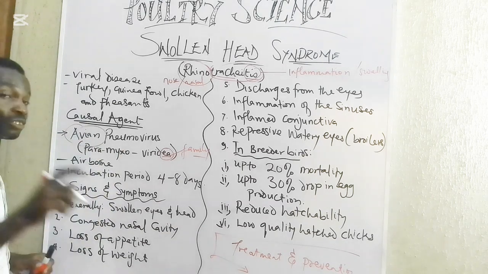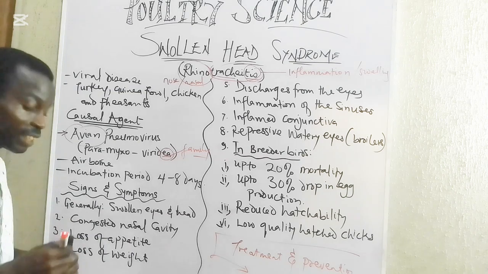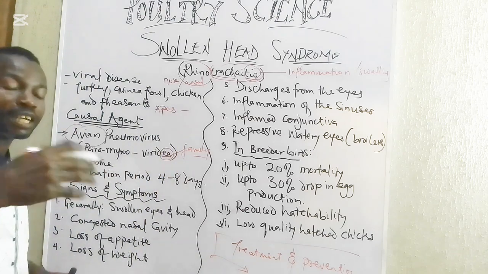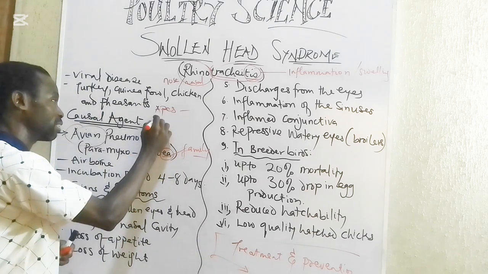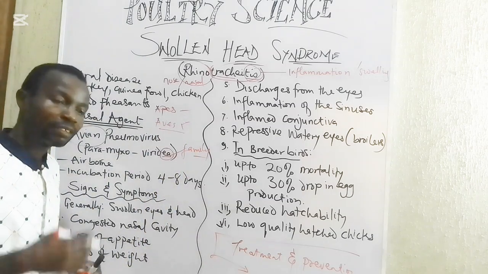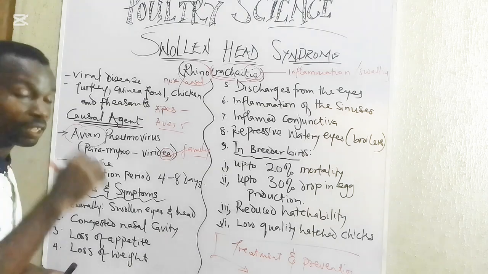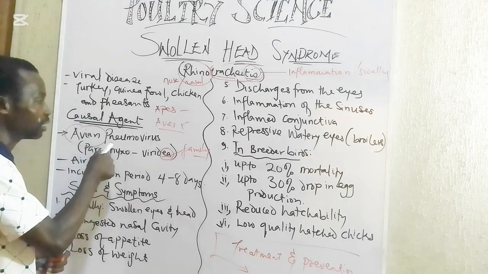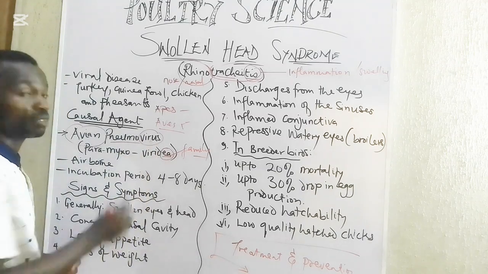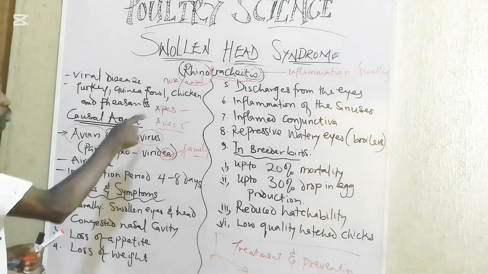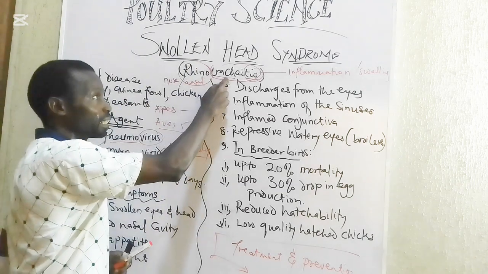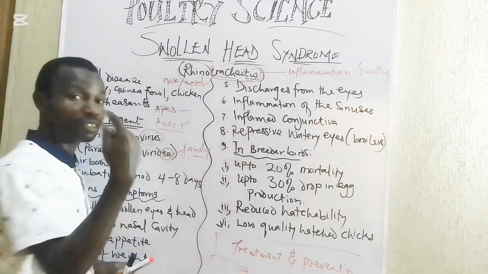Avian has to do with birds. I didn't say apes. Apes are different. Apes, you talk about monkeys and other mammals. But when you see avian, it is referring to birds: chicken, pheasant, turkey, and the others. So they are all birds. So avian pneumovirus, pneumo has to do with breathing, and the virus. That's the name of the virus that causes swollen head syndrome, which is also called rhinotracheitis, inflammation of the trachea and the nose.